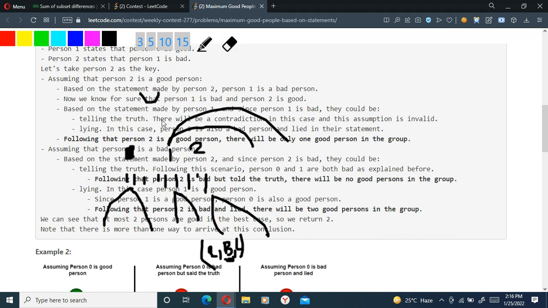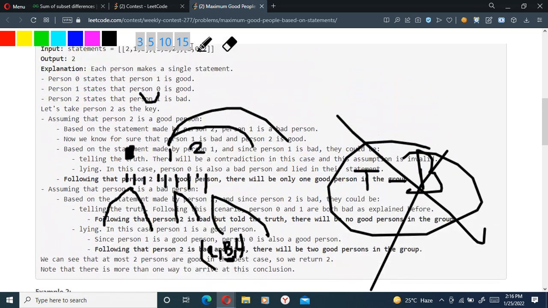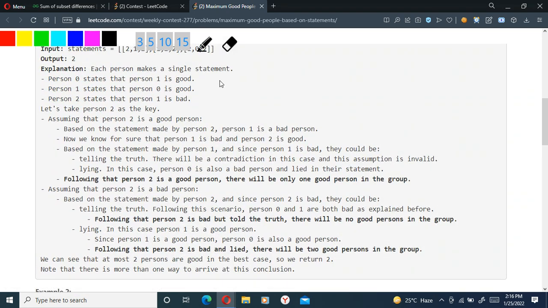But let's say this guy is telling the truth, where the claim for 2 was that this guy is a bad guy, and then the claim made by 2 was that 1 is a bad guy, but 1 is not a bad guy here. So the truth and the bad guy will contradict each other and cancel out. So this is invalid. This cannot be an assumption that is made.